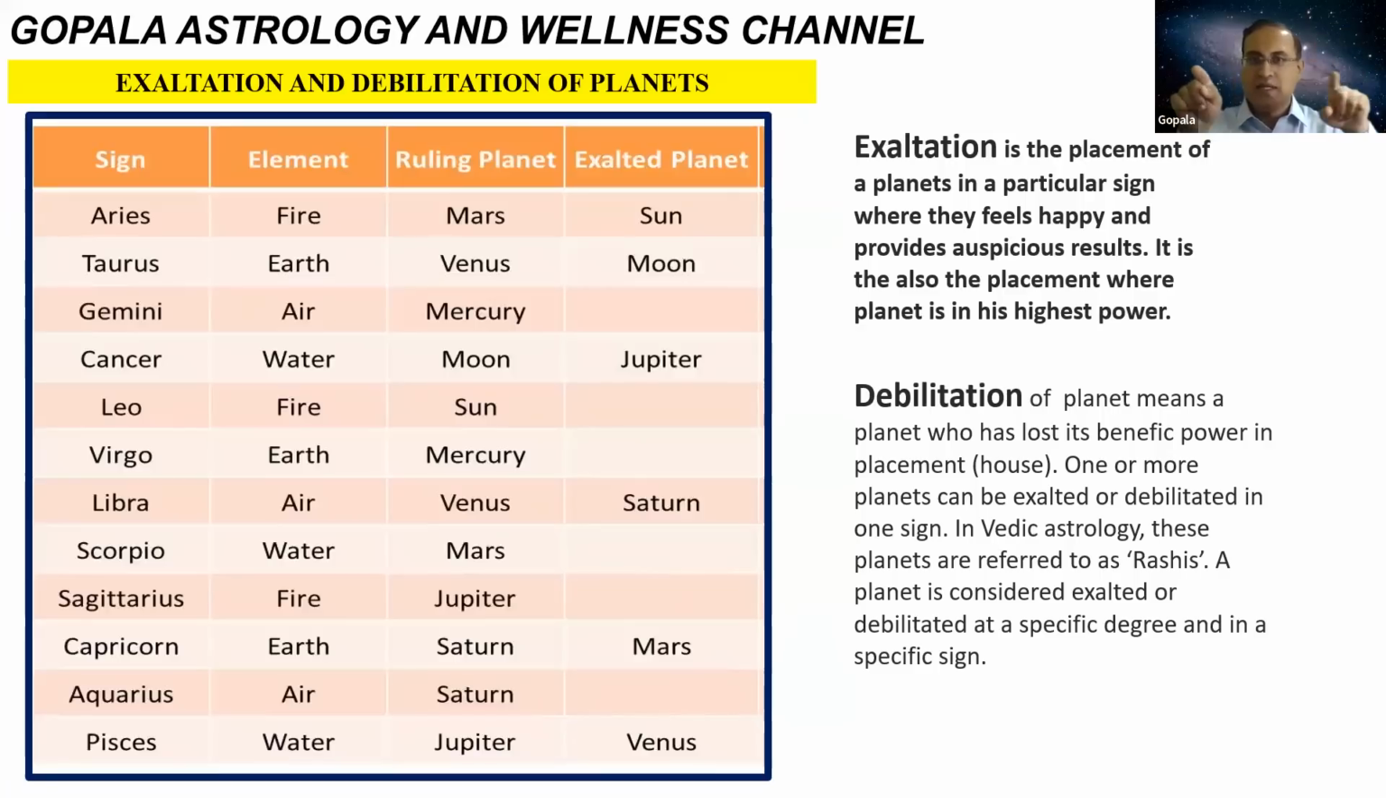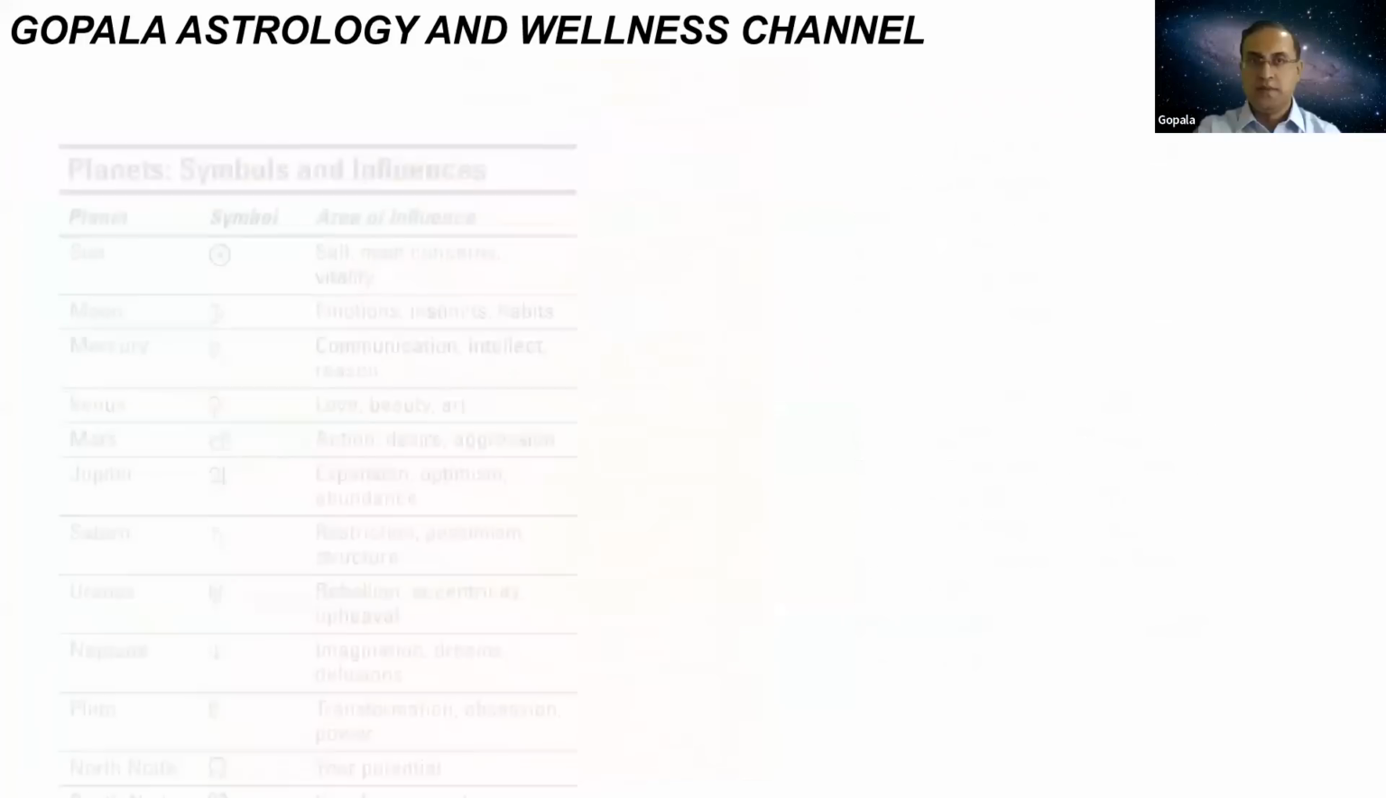It's like a bell-shaped curve. It starts from some degrees and it peaks at some point. I'm just telling you some peak points. And you can always Google this information. You will get a lot of tabular columns. I've just taken one of them for ease of remembering. That's all. So that's the exaltation and debilitation points.